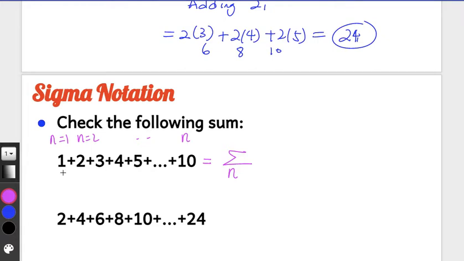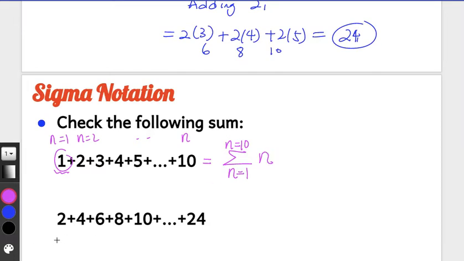n starts with the first number, 1. But remember, I'm using counting numbers, so the first term is 1. So n is 1, until n is 10. All the terms are just these counting numbers, so I'm adding n here, and that's it. This is how you do it. You are indicating that you're starting with n equal to 1 until n equal to 10, and every single number I'm adding is just a counting number.